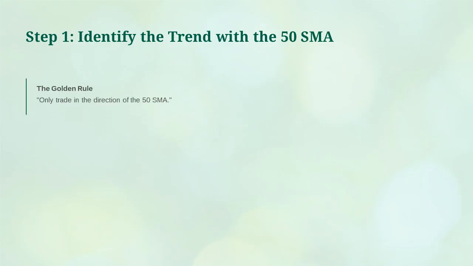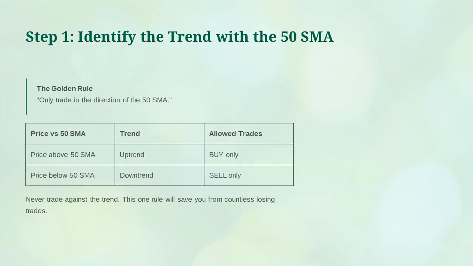Here's the golden rule, and I want you to remember this forever. If price is above the 50 SMA, we are in an uptrend. We can only take buy trades. If price is below the 50 SMA, we are in a downtrend. We can only take sell trades. That's it. Simple, right? But this one rule will save you from countless losing trades.